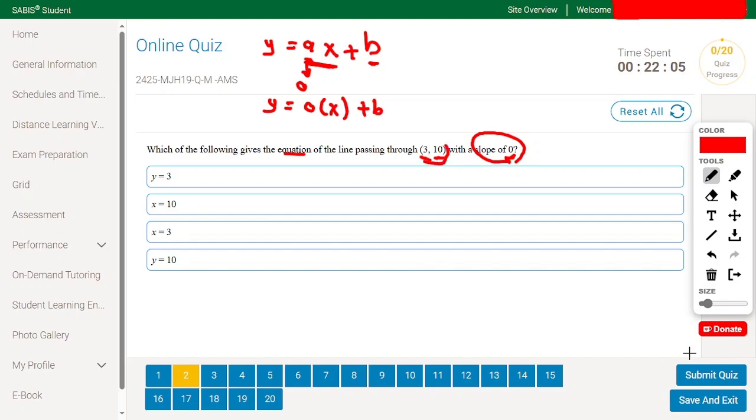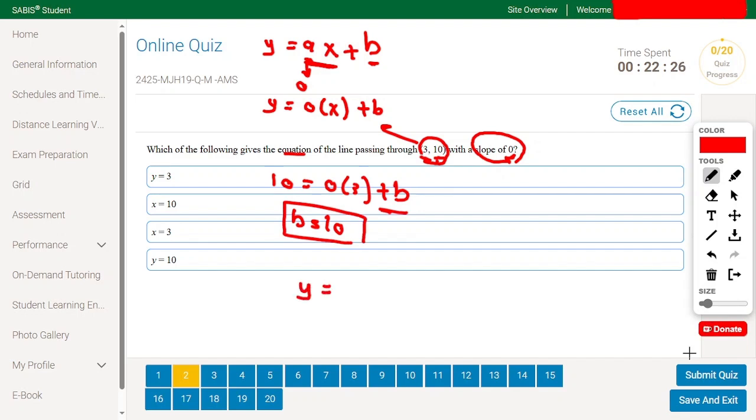So the equation is y = 0 multiplied by x, plus b. Now we have this point (3, 10), so let's substitute in this equation. We'll have 10 equals 0 multiplied by 3, plus b. That means b will be equal to 10. So now the equation is y = 0 multiplied by x, plus 10. 0 multiplied by x is 0, so y will be equal to 10. So the answer here is y = 10.